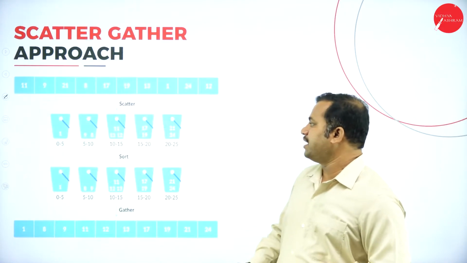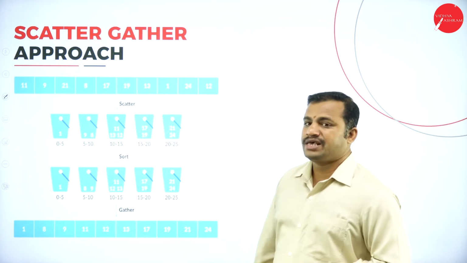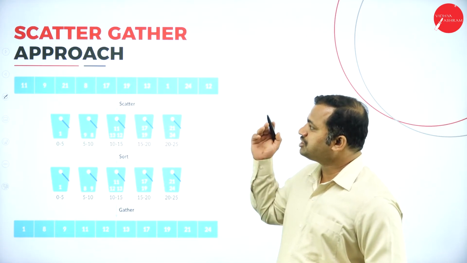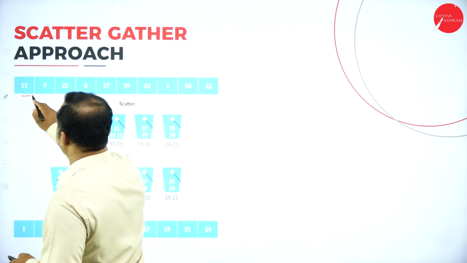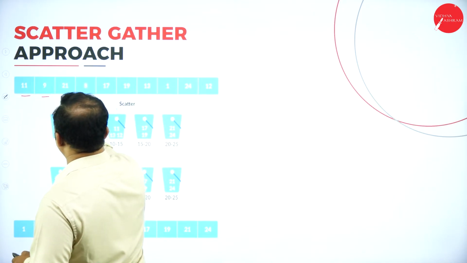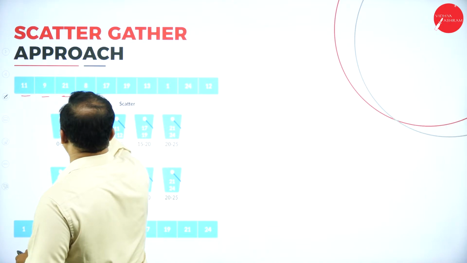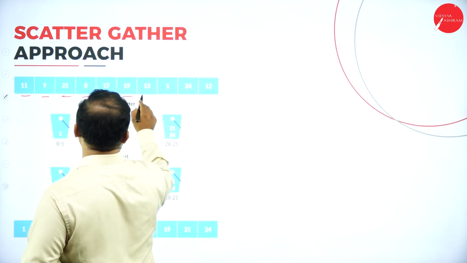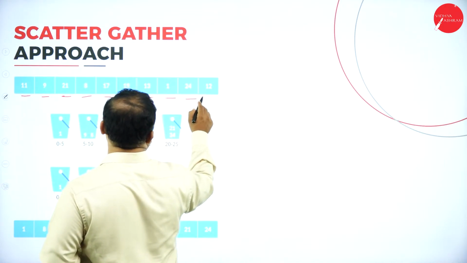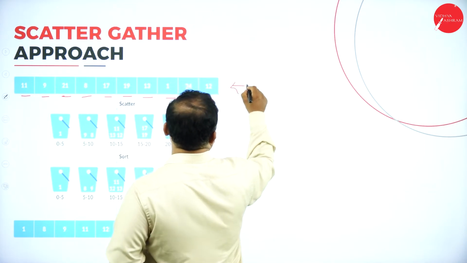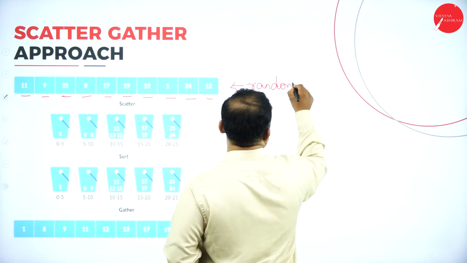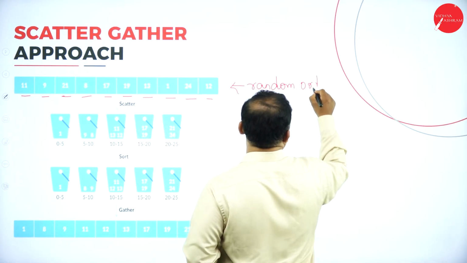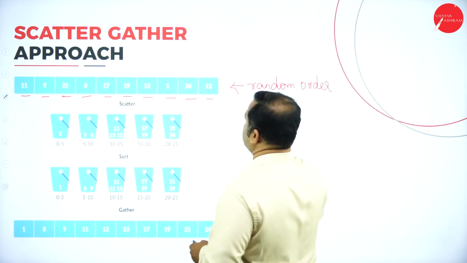The same thing is applied here. If you look at this example, it is very much clear that we have the first element, that is 11, is greater than 9, and 9 is less than 21, 8, 17, 19, 13, 1, 24, 12. This is in random order.